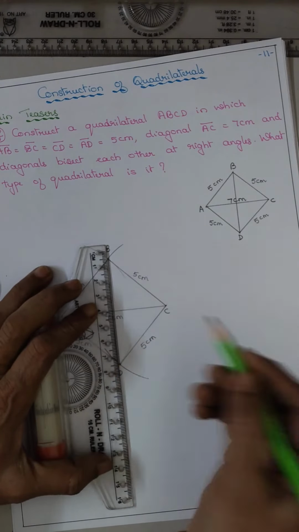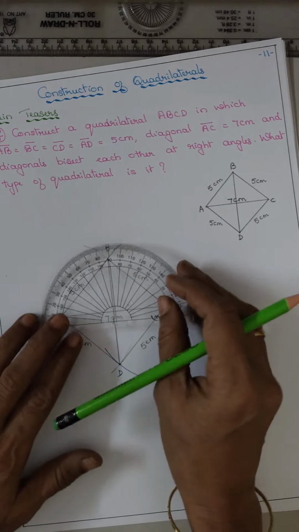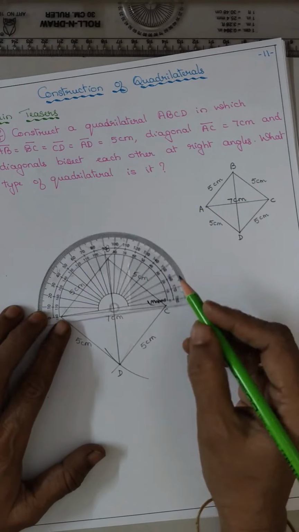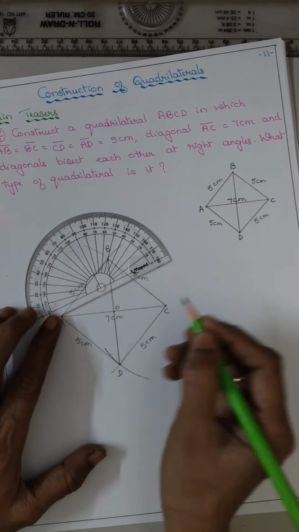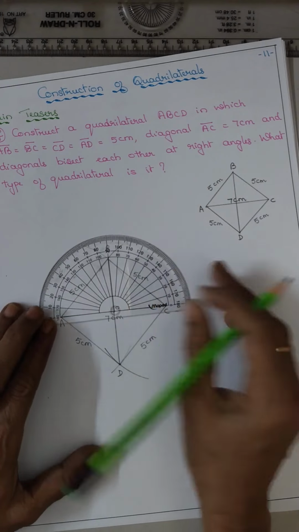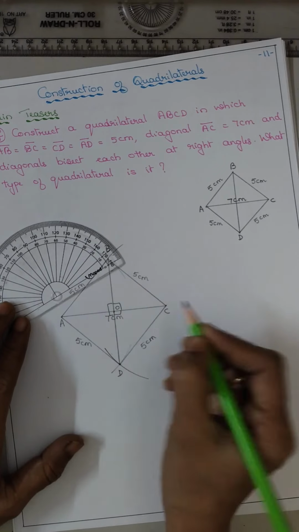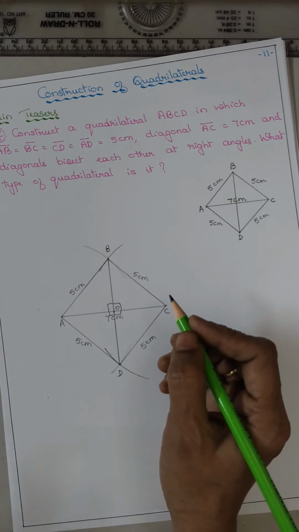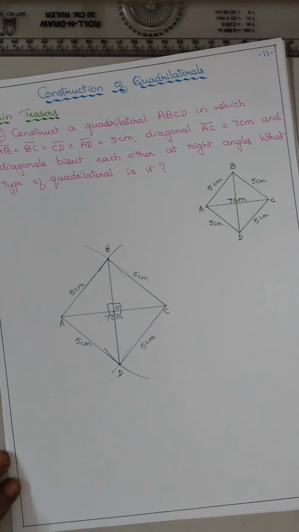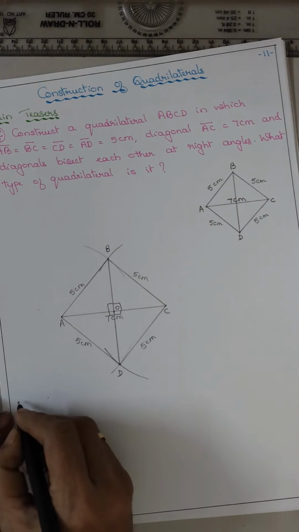Now draw BD. Now check. The diagonals bisect each other at right angles, isn't it? At O, both of them join at O. So all the angles are 90. So this is 90, 90, 90, 90. The diagonals bisect each other at right angles. So which type of quadrilateral is it? What type of quadrilateral is it?